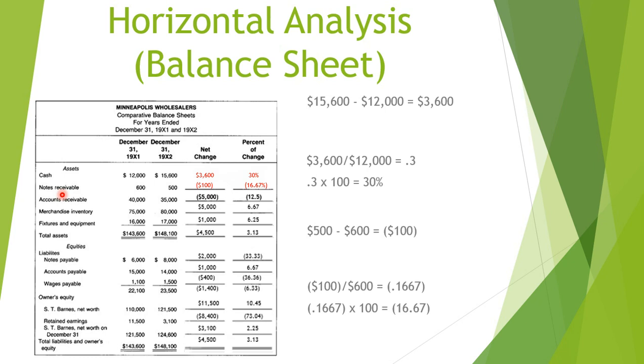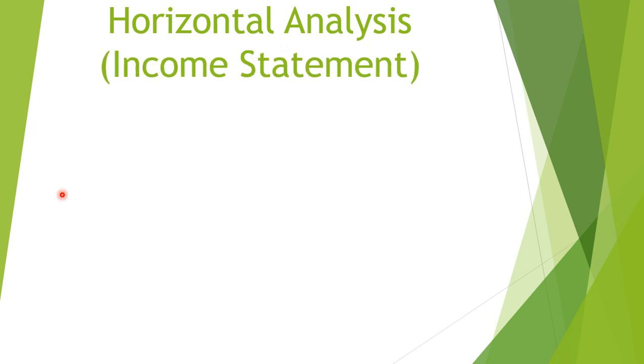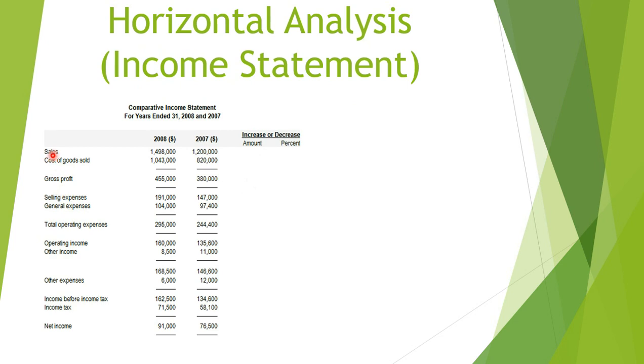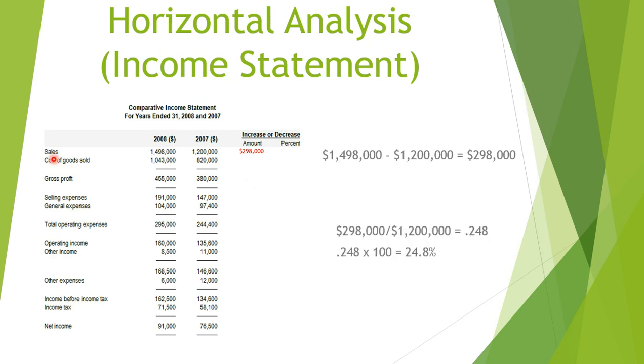So what I'll do is I'll now show you one more example, but this time I'll use the income statement. We can take a look at the sales, which is the top one right here. And the difference from 2007 to 2008 was $298,000. Then, by taking that number and dividing it by the base year, which is 2007, which is right here on the right hand this time, it shows that there has been a 24.8% increase.